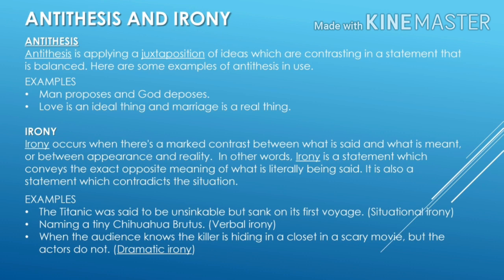Next we have naming a tiny Chihuahua Brutus. Chihuahua is a breed of dog just like Pomeranian, and Brutus is a strong character in Julius Caesar. So this is verbal irony. Next we have: when the audience knows the killer is hiding in a closet in a scary movie, but the actors do not. This is known as dramatic irony.